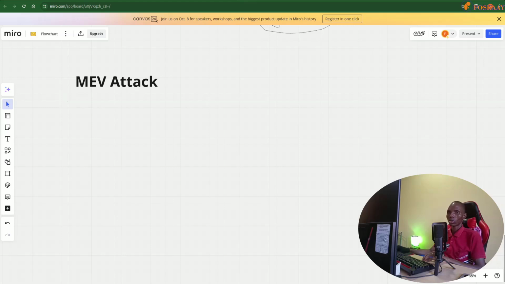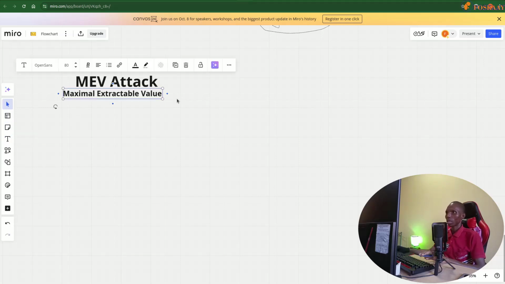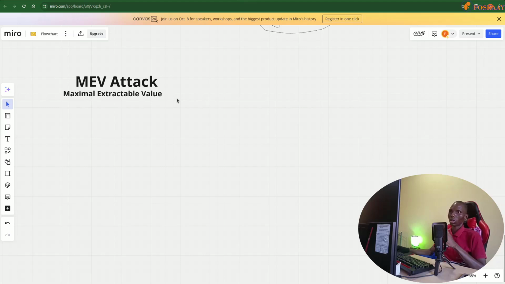So when you talk about MEV, you are talking about maximum extractable value. When it's used as an attack, it is a type of attack that exploits the ability of a blockchain miner or validator, or beyond them now, to boot, just anyone, to manipulate transaction order to gain unfair advantage.